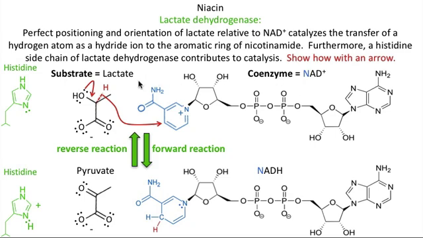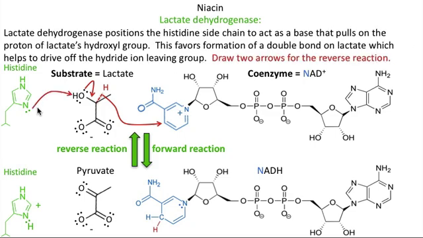Well, the idea is that if we want the electrons on the hydroxyl to resonate down to push off the hydride leaving group, wouldn't it be neat if we made this oxygen more negatively charged? And what better way to do that than to pull the proton off? That is, the histidine side chain here acts as a base that pulls the proton off, which makes this more negatively charged, which favors the movement of the electrons into the double bond, which pushes the hydride off.